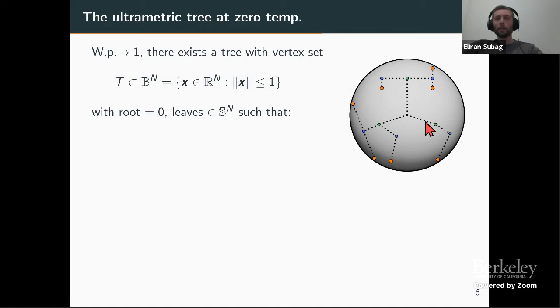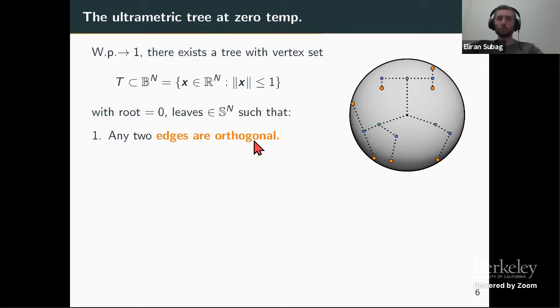What it says is that, not necessarily assuming the full RSB condition I held about the Parisi measure, for any generic model, with probability going to one, there exists a tree with some properties. Its vertices are points in the unit ball. Specifically, the root is at the origin and the leaves are points on the sphere of radius one. The first property is that any two edges on this tree are orthogonal. So that's a geometric property of the tree.